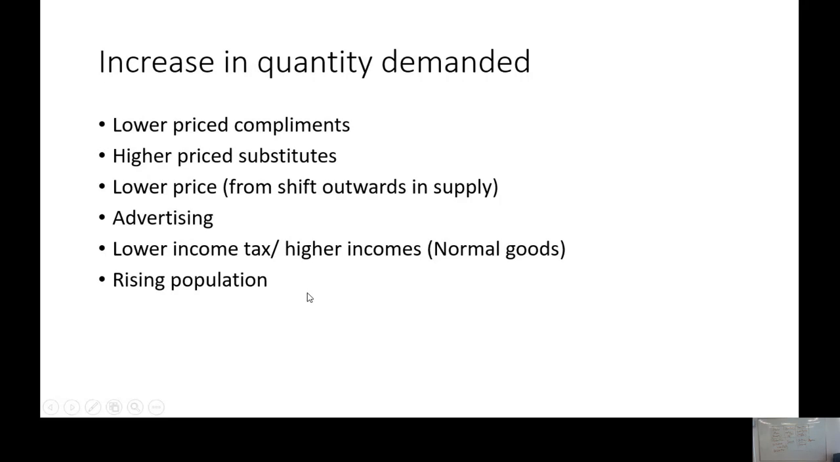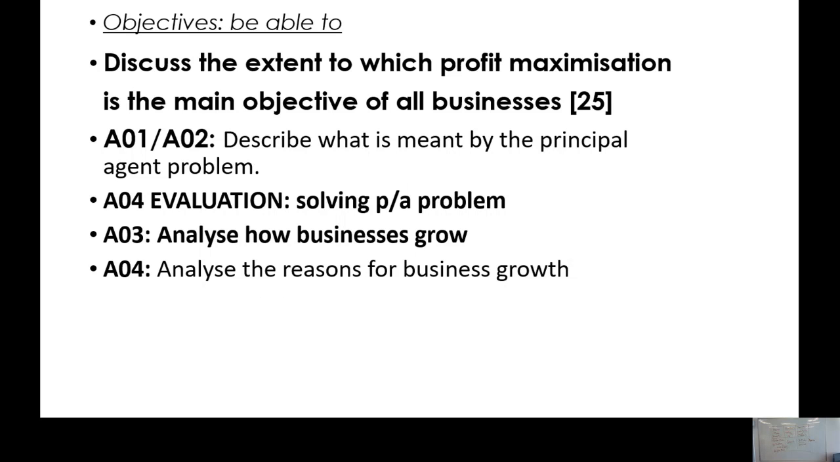Let's have a quick look at the PowerPoint for this lesson. So first little section of the lesson, we're going to discuss the extent to which profit maximisation is the main objective of all businesses. That was our question from the first lesson. We are going to describe what is meant by the principal agent problem. We will potentially solve that problem, and then we'll look at how businesses grow and the reasons for their growth.